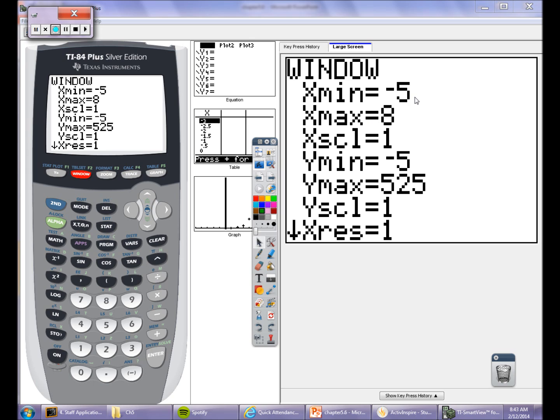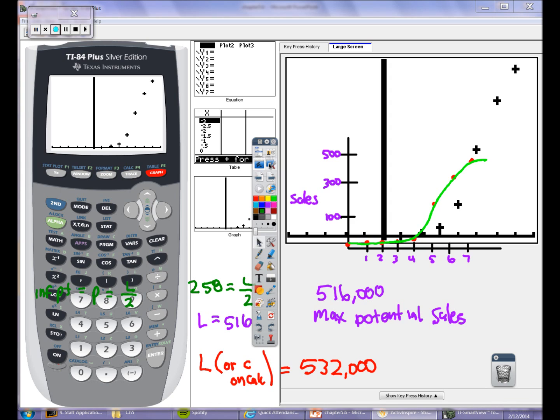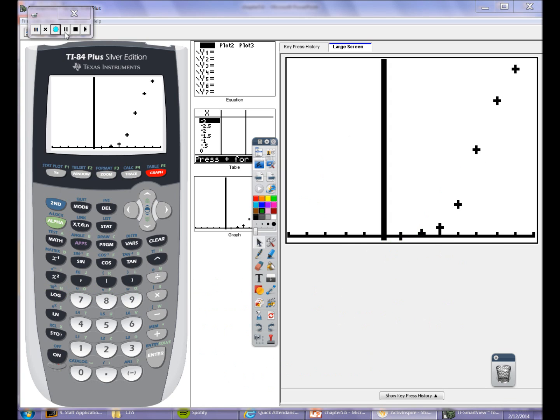So I'm going to hit window. My x, I think from -5 will be good. We had out to 7 months. I'm going to stretch it out to 8. The y min, -5, should be okay. And our y max was 496. I'm going to stretch it out to 525. And then graph, and you can see this is the same thing essentially that I had when I did it by hand. If you'd like, you could go to y equals to type in the equation and come up with the regression for the logistic curve, and then you could predict what would happen at months 8, 9, 10, and so on.